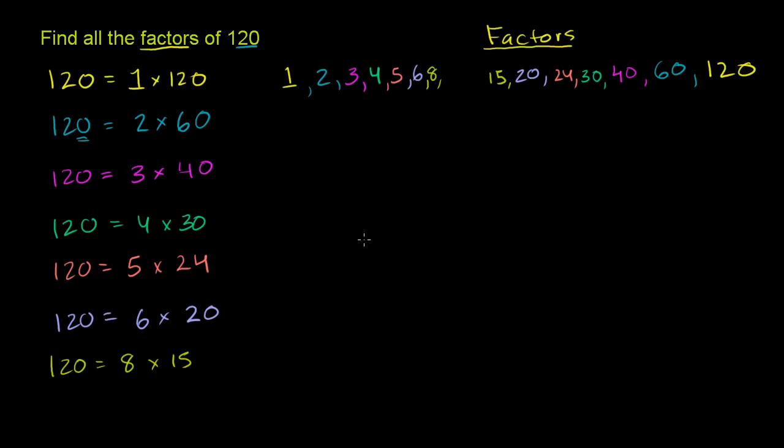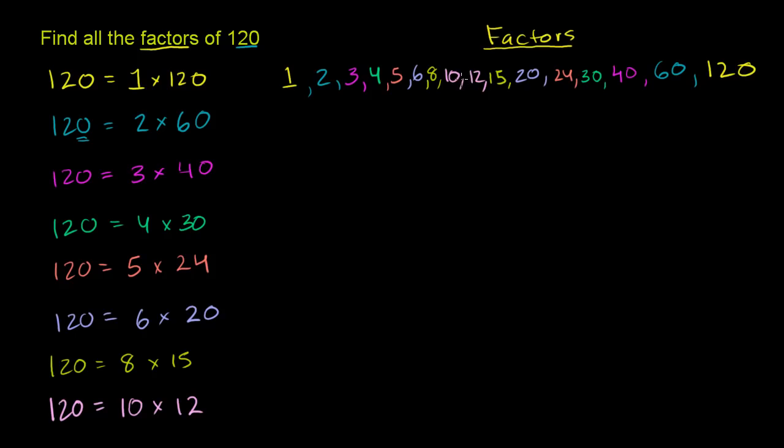So let's move on to 10. Well, this is pretty straightforward. It ends in 0, so we will be divisible by 10. So let me write that down. 120 is equal to 10 times 12. This is exactly what 120 is. So let's write those factors down. 10 and 12. And then we have one number left.